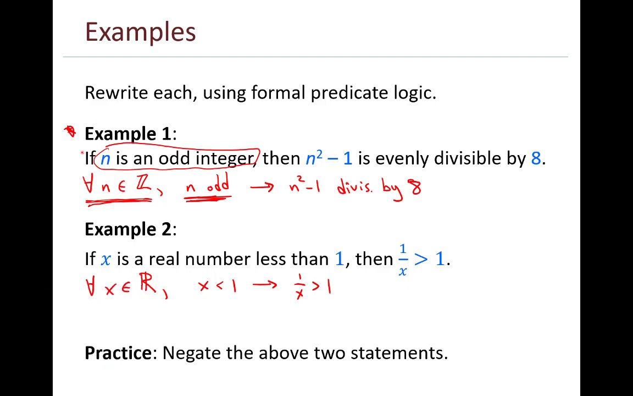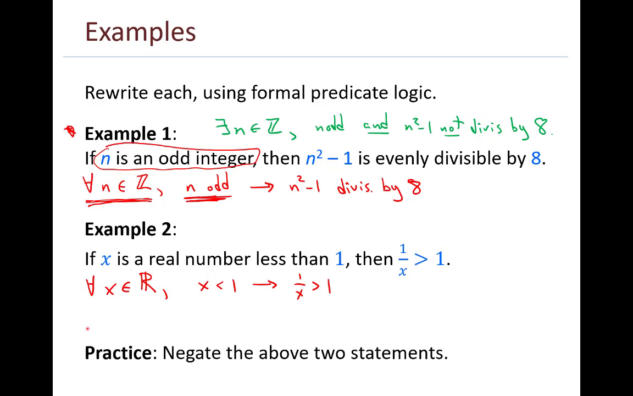So in the first example, the negation, how about there exists n in my set of integers such that n is odd, so the hypothesis is satisfied, and n squared minus 1 is not divisible by 8. So that's the statement of the negation.